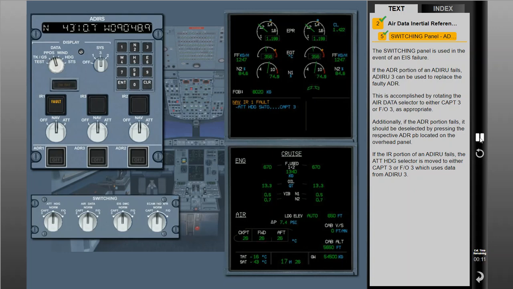If the IR portion of an ADIRU fails, the Attitude heading selector is moved to either Captain 3 or First Officer 3, which uses data from ADIRU 3.